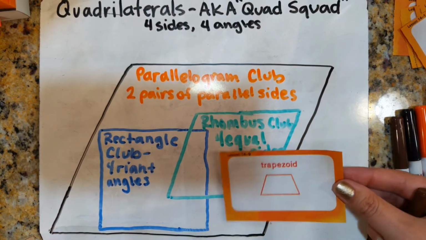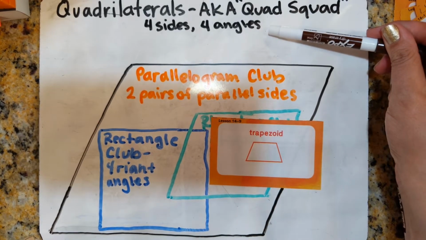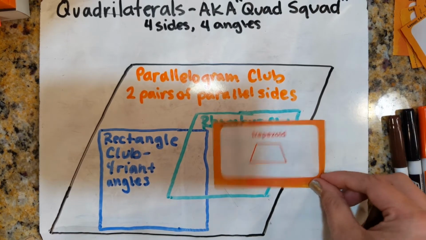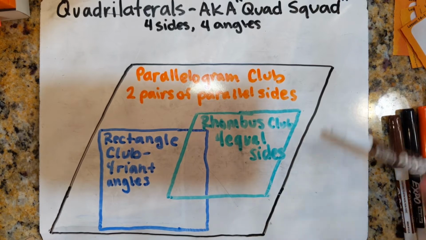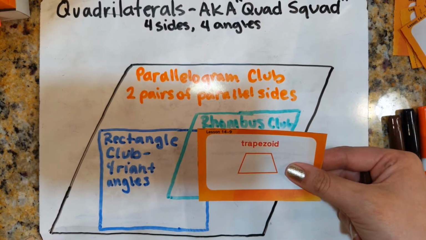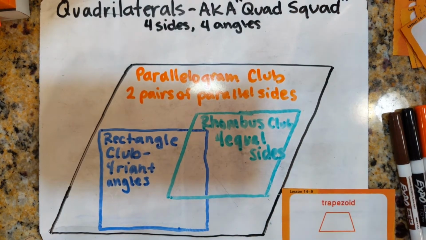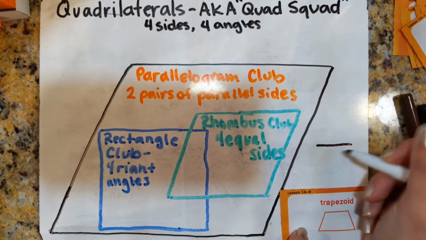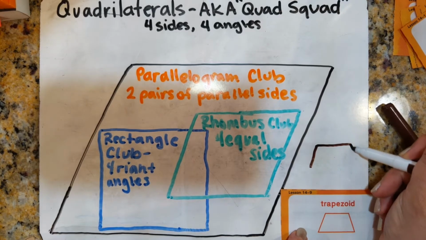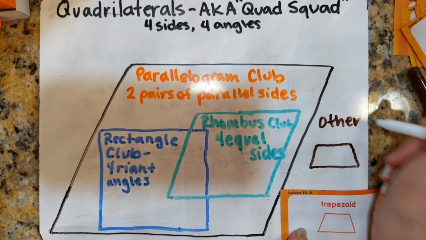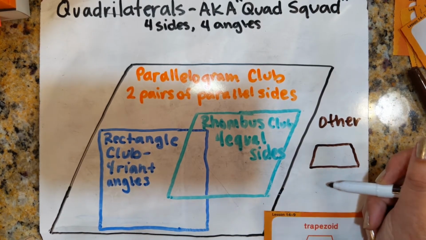A trapezoid. So let's check that out. Does it fit here in the 4 sides, 4 angles? Yep, 1, 2, 3, 4, 1, 2, 3, 4. 4 sides, 4 angles, absolutely. But the next one in the black, parallelogram club, does it have 2 pairs of parallel sides? The top and the bottom are parallel, but the sides are not parallel. So the trapezoid is going to sit out. He is our outsider. So let's draw a trapezoid. So it is a quadrilateral, but not a parallelogram.